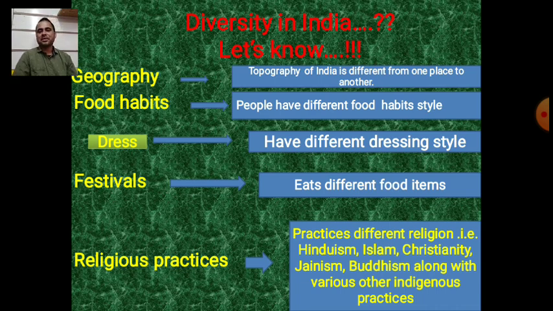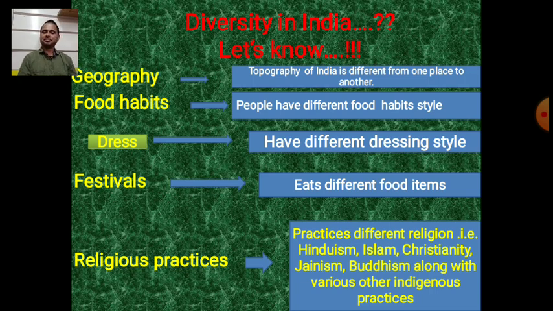In the same way, if you see dress, people have different dressing styles. The way we dress up in the state of Arunachal Pradesh is quite different compared with the rest of India. See the dress culture of Jammu and Kashmir, of Gujarat, of Madhya Pradesh, Rajasthan. It's quite different in comparison with the dress culture of eastern states like Arunachal, Assam, Nagaland, Mizoram. So this is also one kind of diversity we can see.